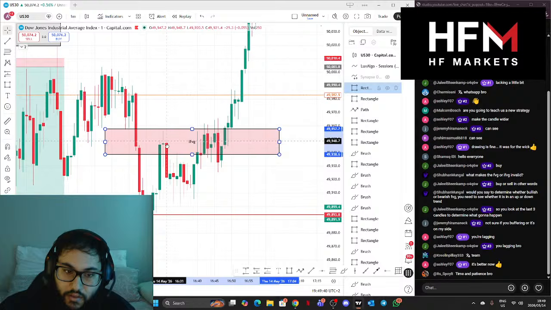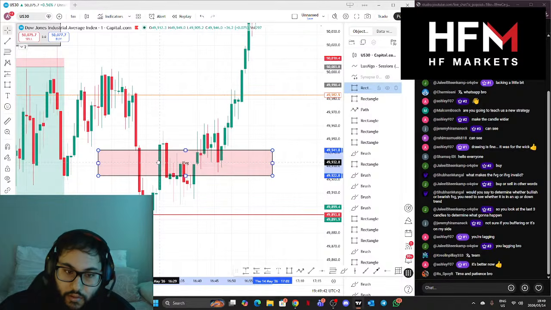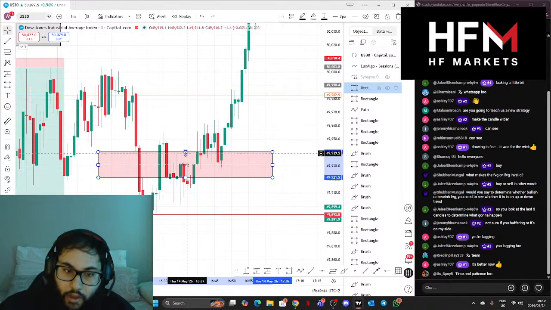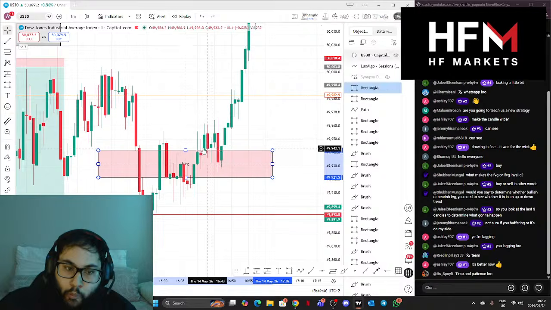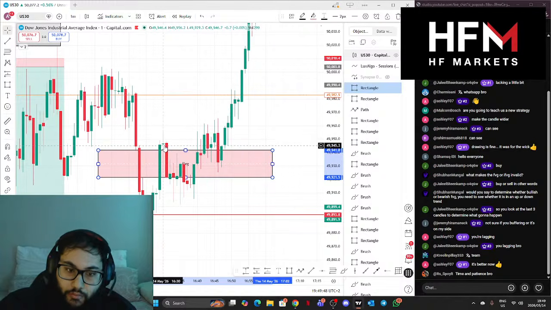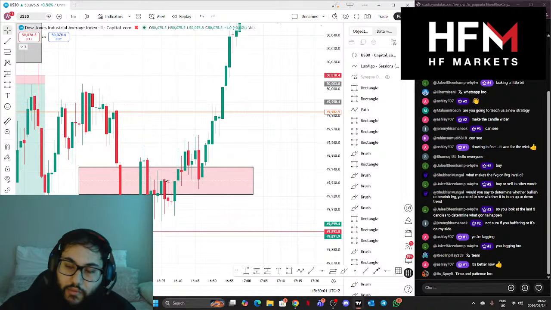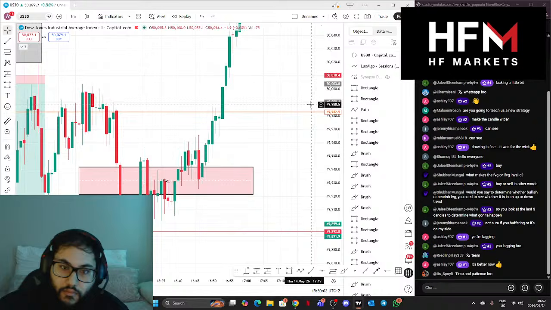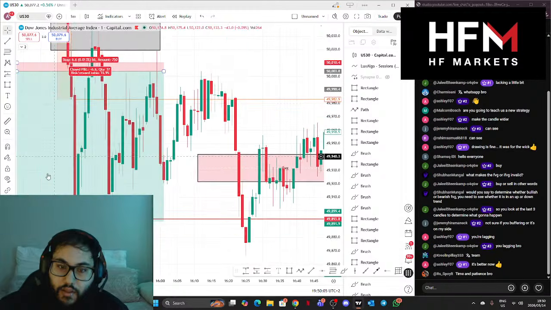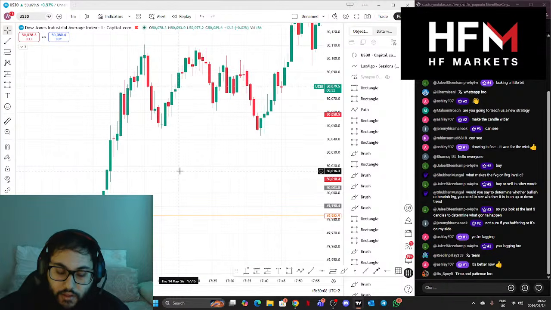We inverse this fair value gap here. Market closes above. You're going to take a buy there, a possible buy, with the stop loss below here. Take a buy there, stop loss below there, and then you can target those highs or whatever you want to target. But there's more context to fair value gaps.